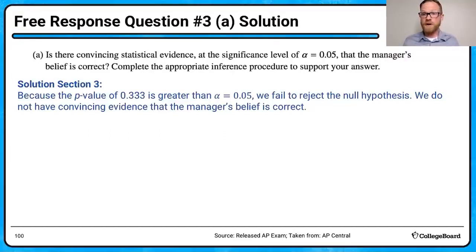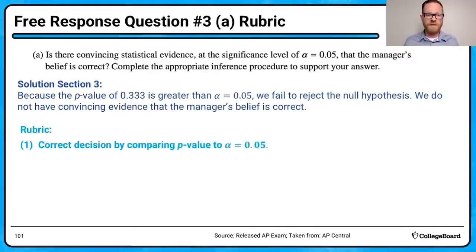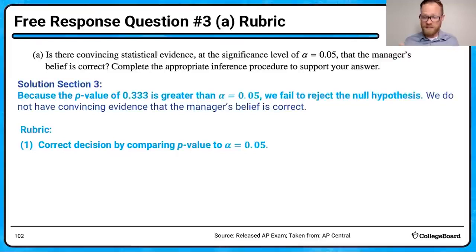Now let's see what is needed for full credit on the rubric. The first thing is a correct decision by comparing the p-value to alpha equals 0.05. Well, the correct decision here is to fail to reject the null hypothesis. So we have that. And we have to do that by comparing the p-value to alpha. Well, we definitely did that. The p-value is greater than our alpha level of 0.05. So you definitely want to have a comparison there, greater than or less than, when you're comparing the p-value to the alpha level, as well as your decision.